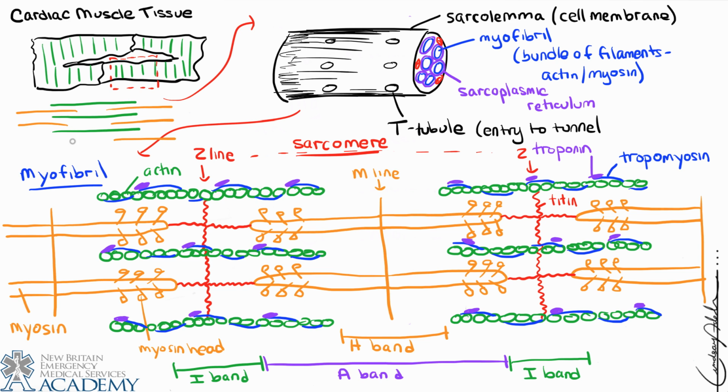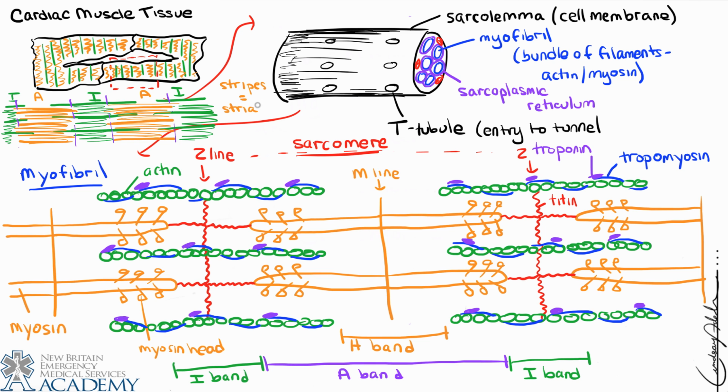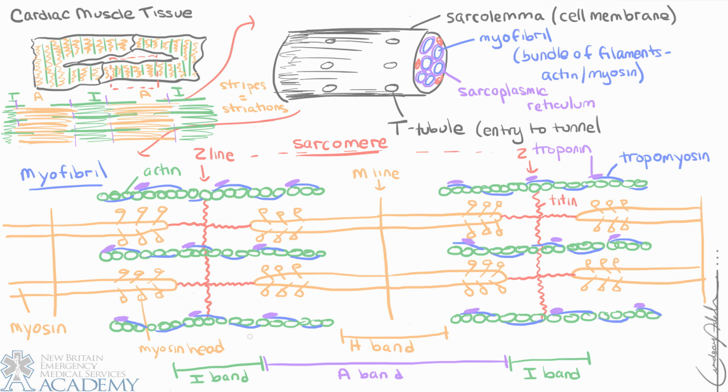If we draw this a little bit smaller up here, we can see that as the I band and the A band alternate, we get a pattern that looks like stripes. Notice that in this picture, the filaments, actin and myosin, are in the horizontal direction, but the stripes are in the vertical direction. The stripes are what we refer to as striations, and that's where we get the striated appearance of cardiac muscle tissue.